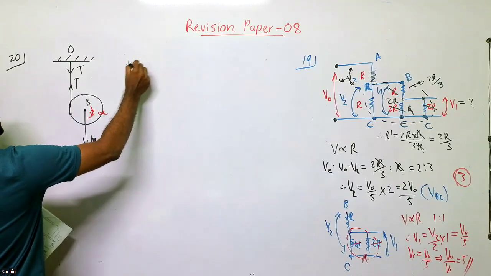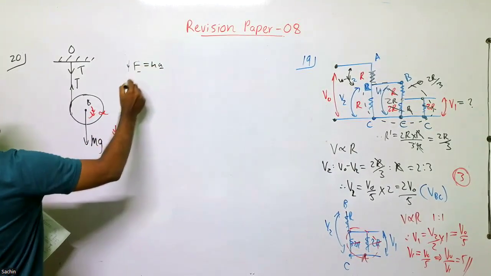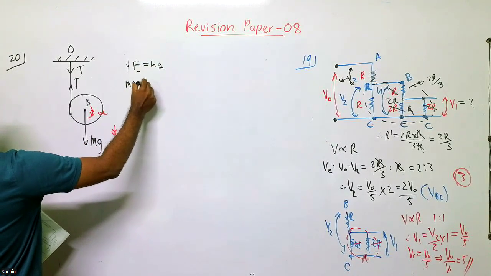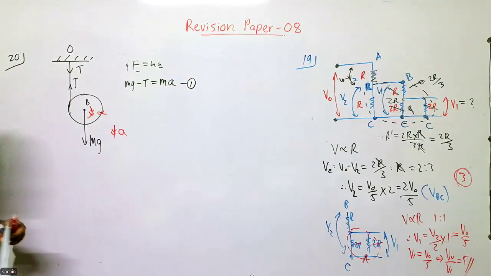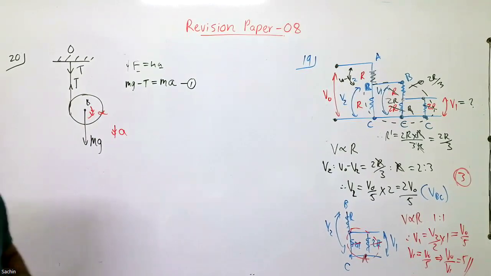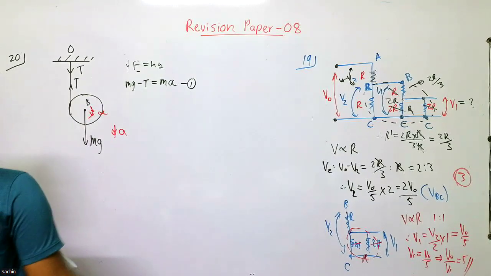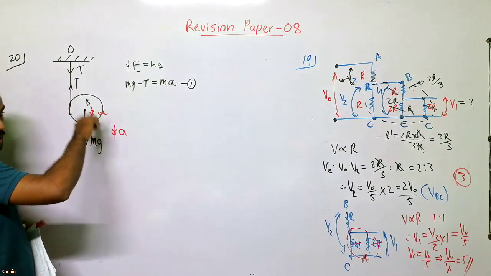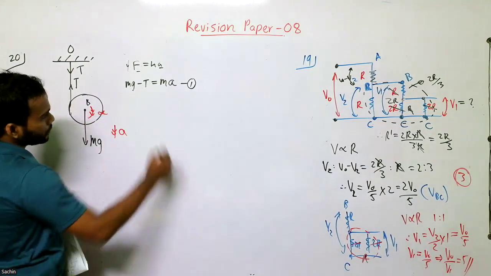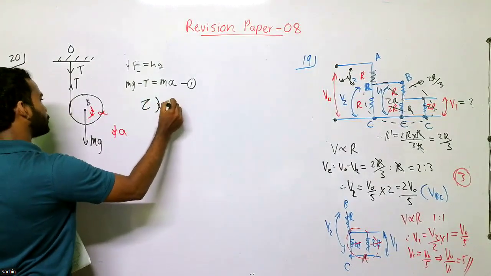That is simple. Just apply F equals ma. So mg minus T should be equal to its mass times the acceleration. That is how you relate the linear acceleration with the forces. And then we will consider the angular acceleration. This is a circular motion. Angular acceleration means circular motion. So for circular motion, the equation you can apply is tau equals I alpha.